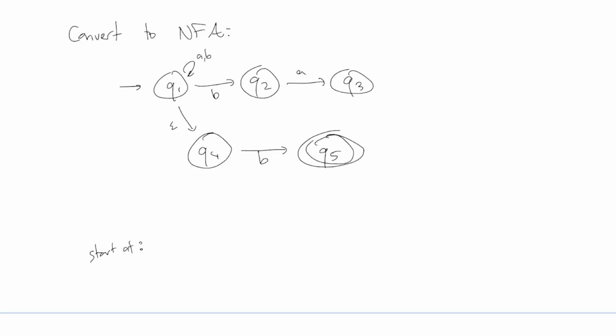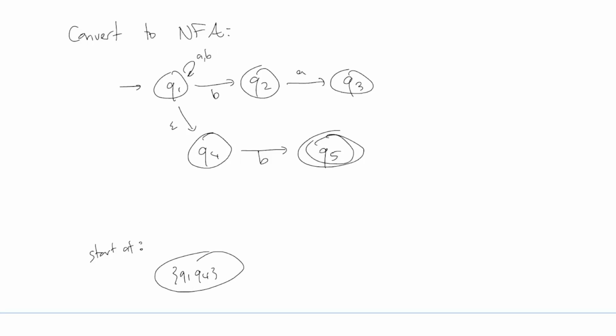Maybe just to get us going, can anybody say, what should we start at? The starting state? Remember, the starting state in your subset machine consists of the original starting state plus whatever you can reach by an epsilon from the original starting state. So what should that be? Yeah? Q1 and Q4, yeah. This is my starting state in the DFA.